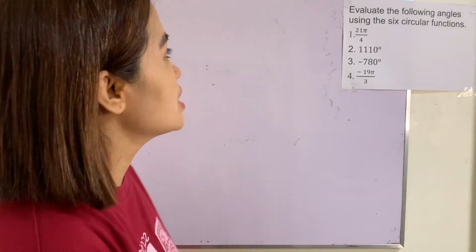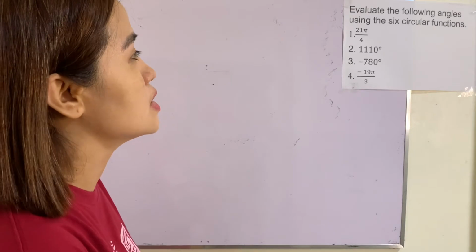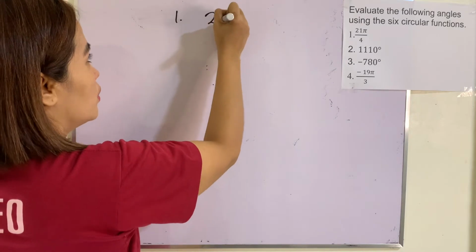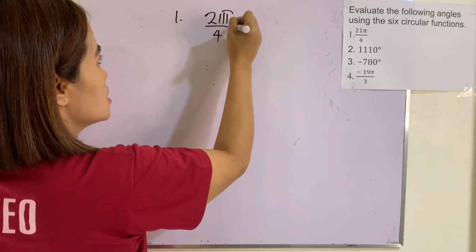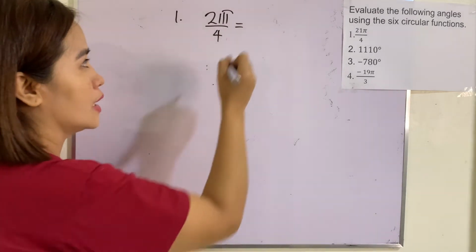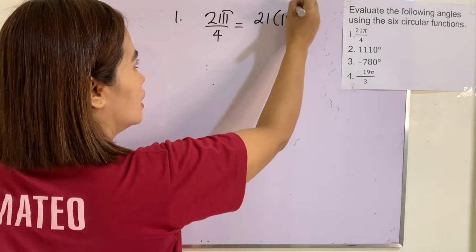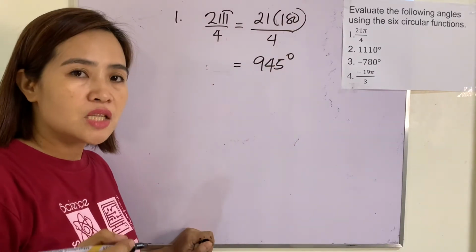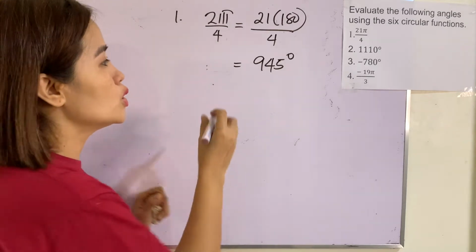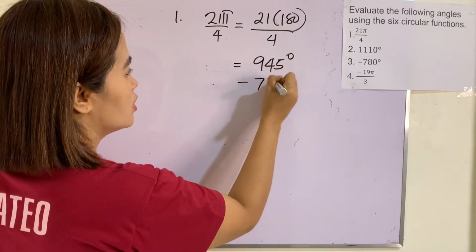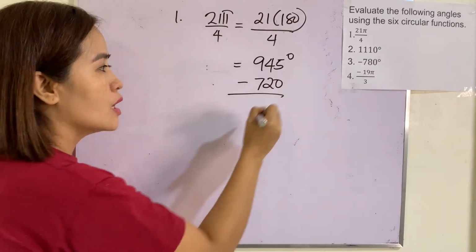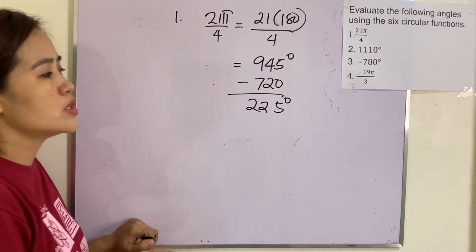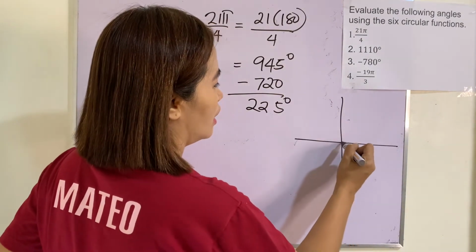Let's take these examples now. Evaluate the following angles using the 6 circular functions. Number 1 is 21 pi over 4. So we will be converting this first into degrees so that we can easily locate the angle. This is 21 times 180 divided by 4. That will be 945. This exceeds 2 complete turns, which is equivalent to 720 degrees. Therefore, we need to subtract it. 945 minus 720, this one is 225 degrees. And 225 degrees is located in the third quadrant.